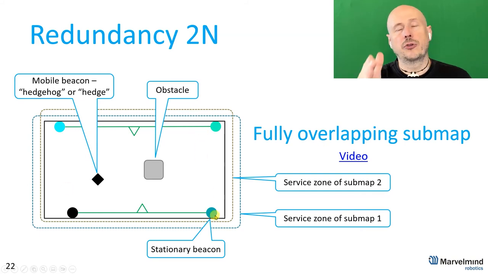This could be submaps, so it's kind of four overlapping submaps. It's also possible. It's not supported today because typically two-N submap is covering 99% of cases.